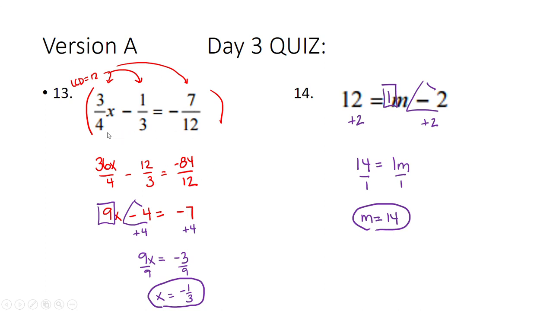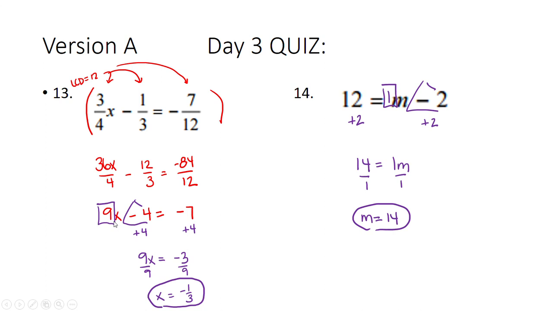Now let's say you didn't pick 12, you picked 24. You would have a little bit bigger numbers, but your answer would come out exactly the same. Okay, so don't worry if you didn't pick exactly 12, as long as it's a multiple that everything goes into. Normally you want the lowest one, that way it's easier numbers.